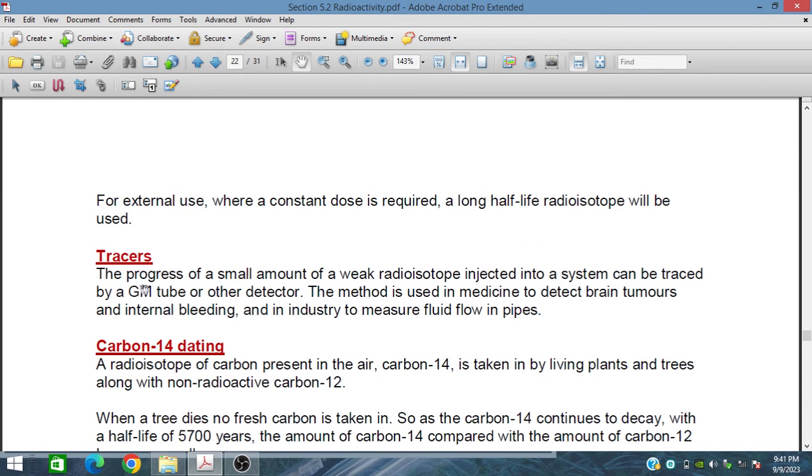Tracers. The progress of a small amount of a weak radioisotope injected into a system can be traced by a GM tube or other detector. This method is used in medicine to detect brain tumors and internal bleeding, and also used in industry to measure the fluid flow in a pipe. So these tracers will be traced within the pipe, to check that a regular flow is available inside the pipe.